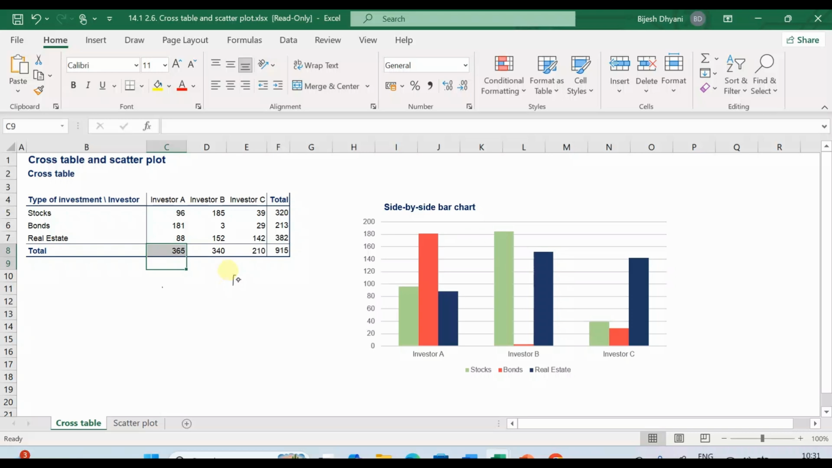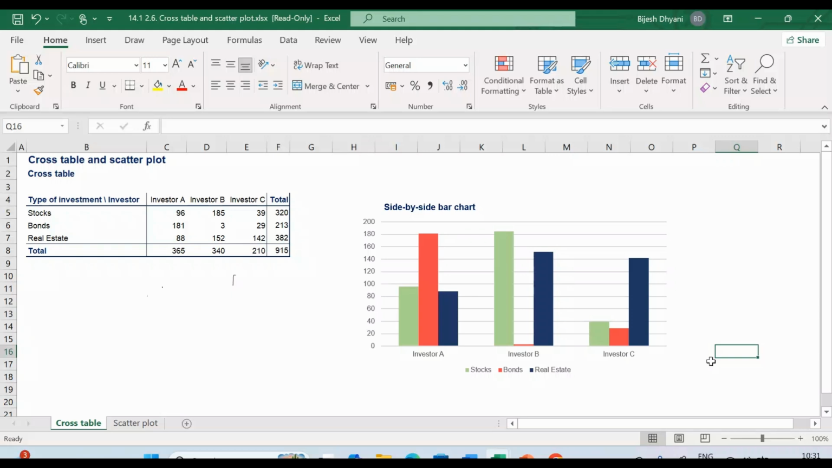Now you people understand the use of this cross table as well. Now you can see the side by side bar chart. Once we have created a cross table, then we can visualize the data. A very useful chart in such a case is a variation of the bar chart called the side by side chart.